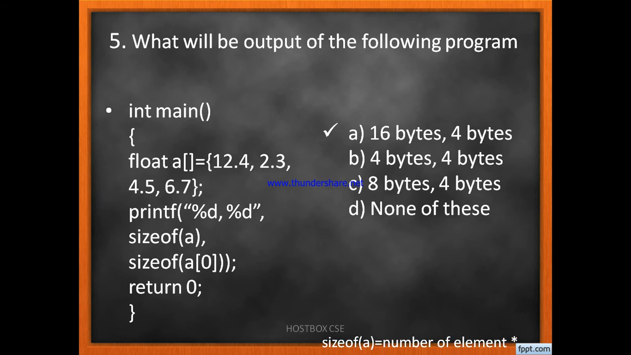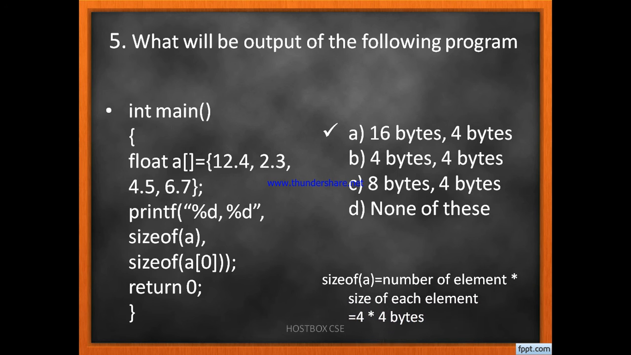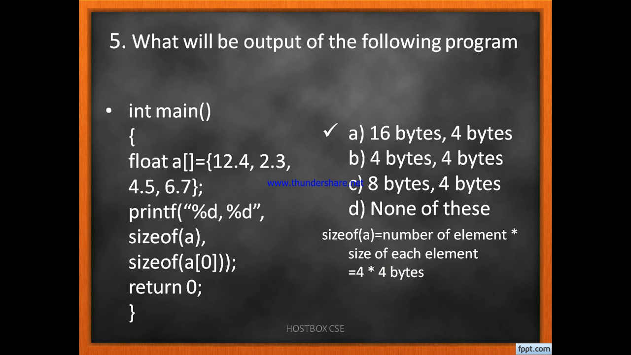Why? It's a simple and direct question. The size of a is what? Number of elements multiplied by the size of each element. So here, how many elements? 1 2 3 4. So 4 multiplied by 4 bytes. The size of each element as a float is 4 bytes. So I can pick the answer 16 bytes, 4 bytes. So simple and easy. Here the size of a[0] is 4 bytes. So given 16 bytes comma 4 bytes, pick the answer.